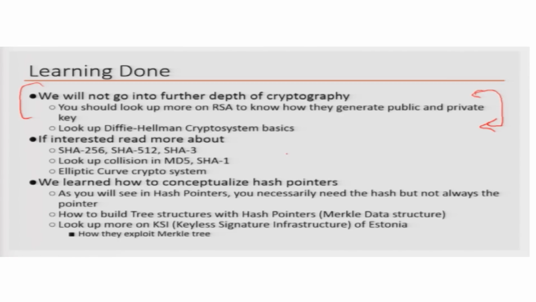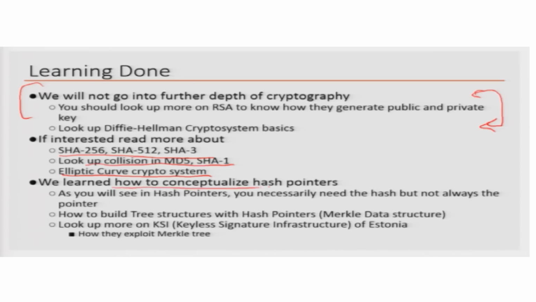If you are interested to know more about these recent hash functions which are being used in various blockchains, look up SHA-256, 512 and SHA-3, which is the latest NIST standard. Look up the collision stories, like how collisions were found in MD5 and SHA-1, and look up a little more about the elliptic curve crypto system, because ECDSA is the signature scheme that is being used in Bitcoin.